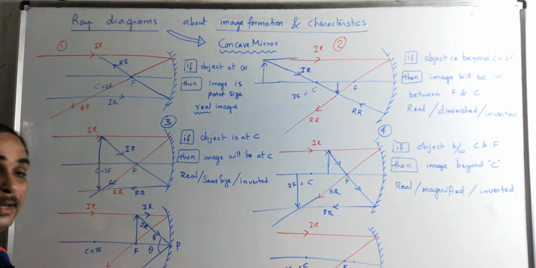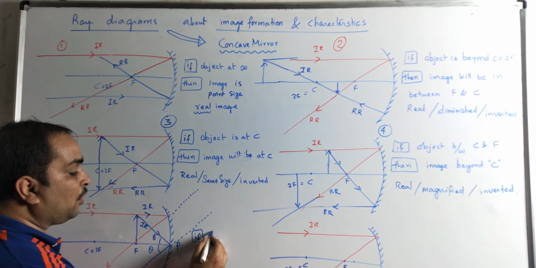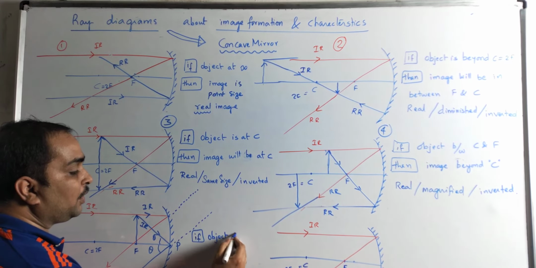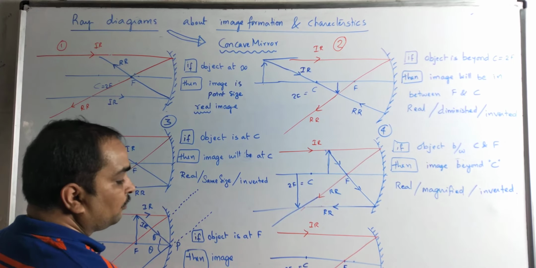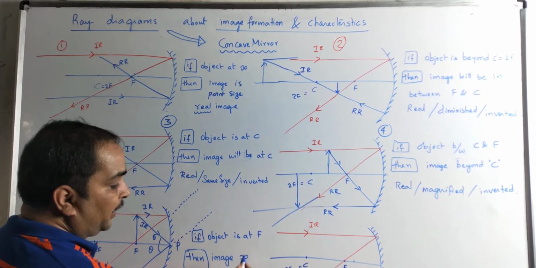So the object is real, but the reflected rays are not meeting. If you extend them backward, let us see if there is any possibility. Here also there is no possibility. They are like parallel railway tracks. They don't meet. So if the object is at focus, then image is not formed, image at infinity.